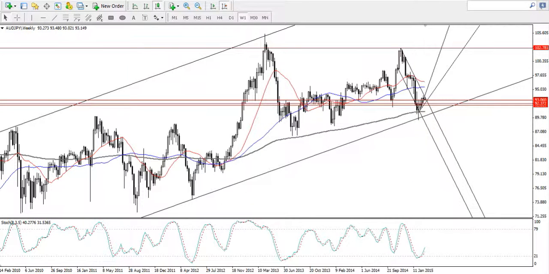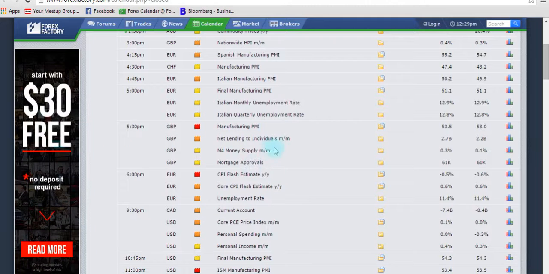So as for today itself, looking at the Forex calendar, we'll just have to take note at 5:30 p.m. Plus 8 GMT. We have manufacturing PMI for the pound, and we have at 6 p.m. CPI flash estimates for the euro, which is quite an important news, I would say, because euro has been very particular with inflation for the economy itself. So yeah, just have to take note.